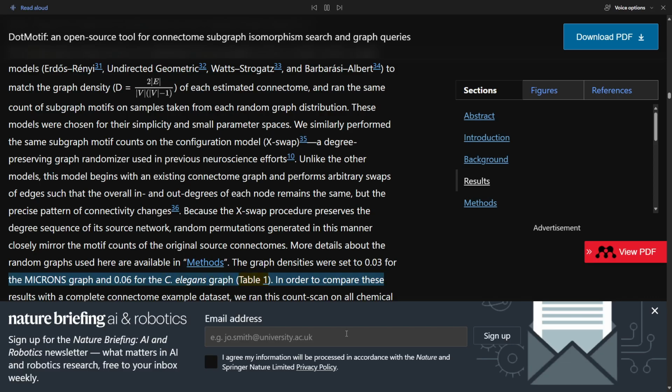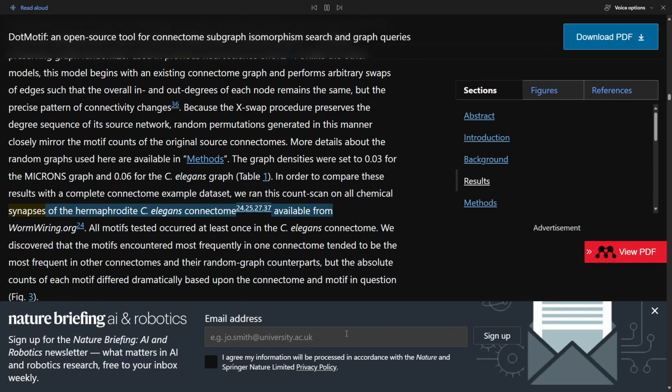Table 1. In order to compare these results with a complete connectome example dataset, we ran this count scan on all chemical synapses of the hermaphrodite C. elegans connectome 24, 25, 27, 37, available from wormwiring.org 24.